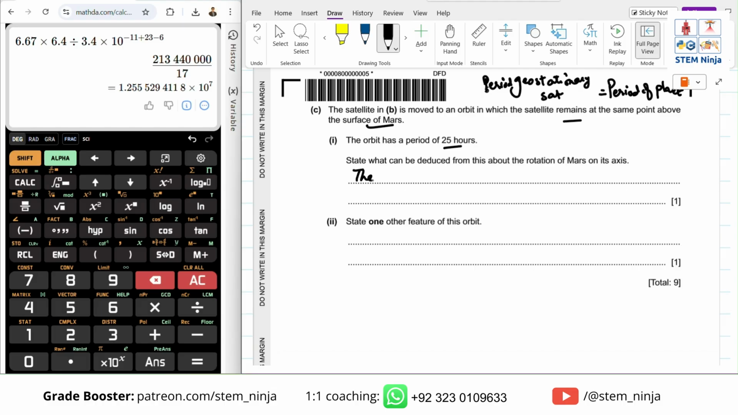So basically, that's exactly what we wrote. So the period of rotation of planet Mars on its axis is 25 hours.